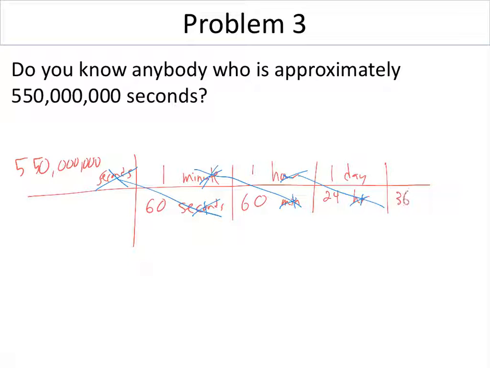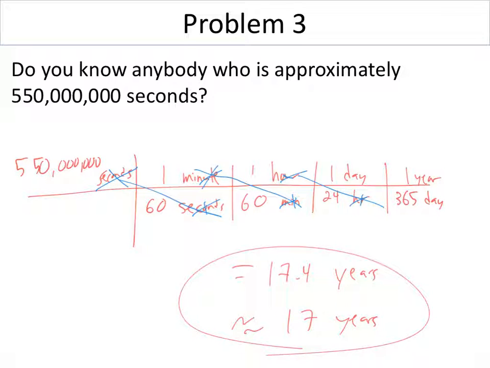So now I'll say 365 days is 1 year, so I divide by 365 and I get 17.4 years. So do you know anybody who is about 17 years old, almost 17 and a half years old? So when I did my conversions here, I just worried about putting the unit on the bottom to cancel at every step and moving forward with more conversions to get to a conversion that makes sense so that I could answer the question. Yes, I know people who are about 17 and a half years old probably.